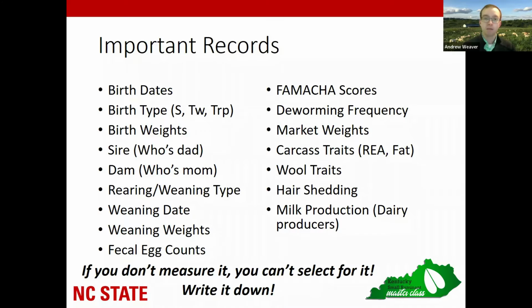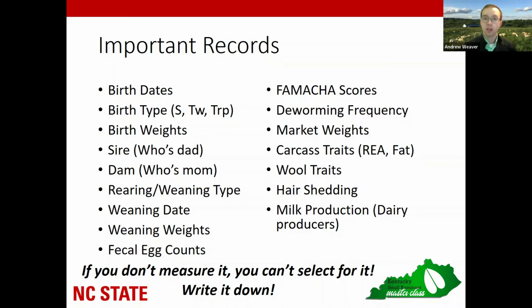Fecal egg counts are a very valuable record when it comes to parasite resistance and understanding the level of parasite resistance within a flock or herd. FAMACHA scores are also very valuable and can be combined with some of those deworming records to understand the susceptibility of your animals and their needs for deworming. Market weights, carcass traits, wool traits are metrics that can provide us with some in-product value and a better understanding of the value of the output that those animals are generating.